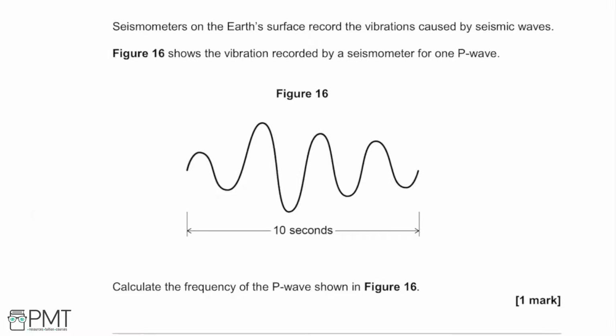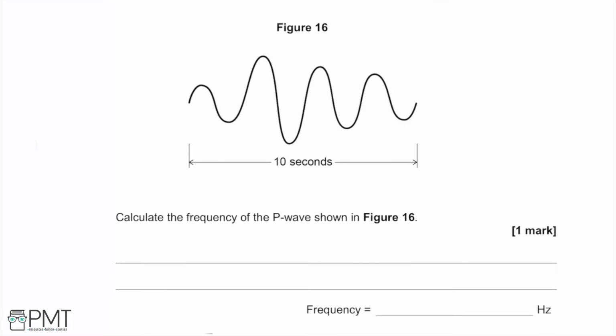So here I'm told that seismometers on the Earth's surface record the vibrations caused by seismic waves. And we have figure 16, which shows the vibration recorded by a seismometer for 1 P wave. So we have figure 16 below. This is the 1 P wave, and it has a time period of 10 seconds. And we're asked to calculate the frequency of the P wave shown in figure 16.